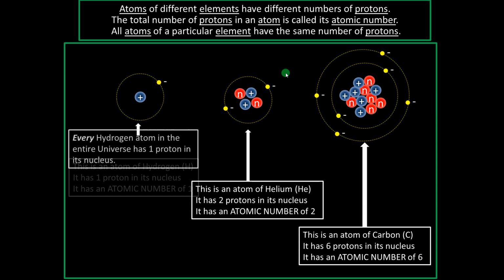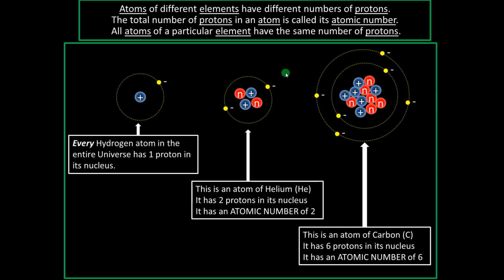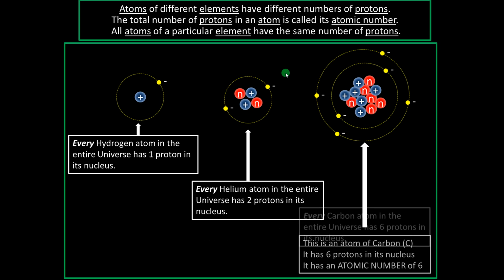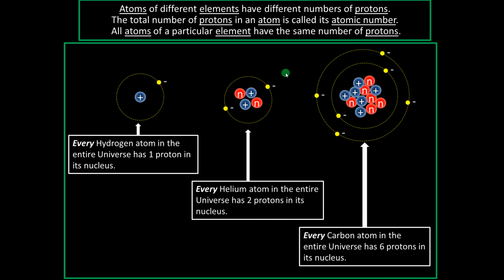Very important to realise, every hydrogen atom, 1 proton. Every helium atom, 2 protons. Every single carbon atom, 6 protons. So if you see something with 6 protons, it's always going to be carbon, no matter what else has happened.